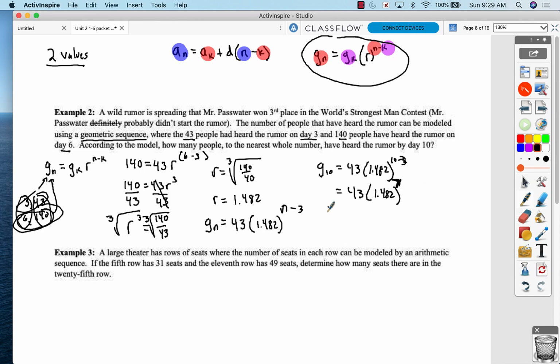So G of 10 equals 676. I think it said round to the nearest whole. Somebody told me that. But I don't know. So 676 is your answer.